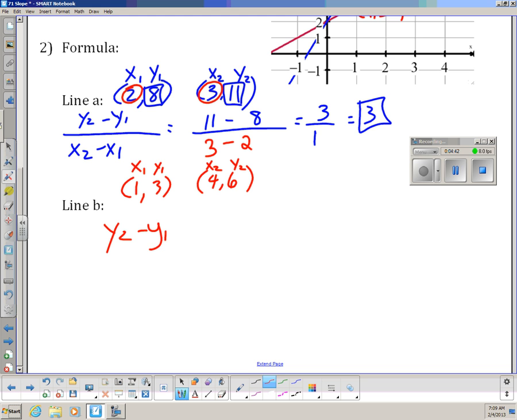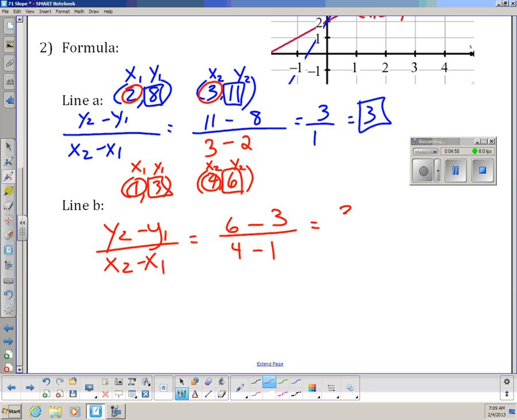Y2 minus y1 over x2 minus x1. Y2 is 6, y1 is 3, over x2 is 4, x1 is 1. 6 minus 3 is 3. 4 minus 1 is 3, and 3 divided by 3 is 1, which verifies with the way that we counted.